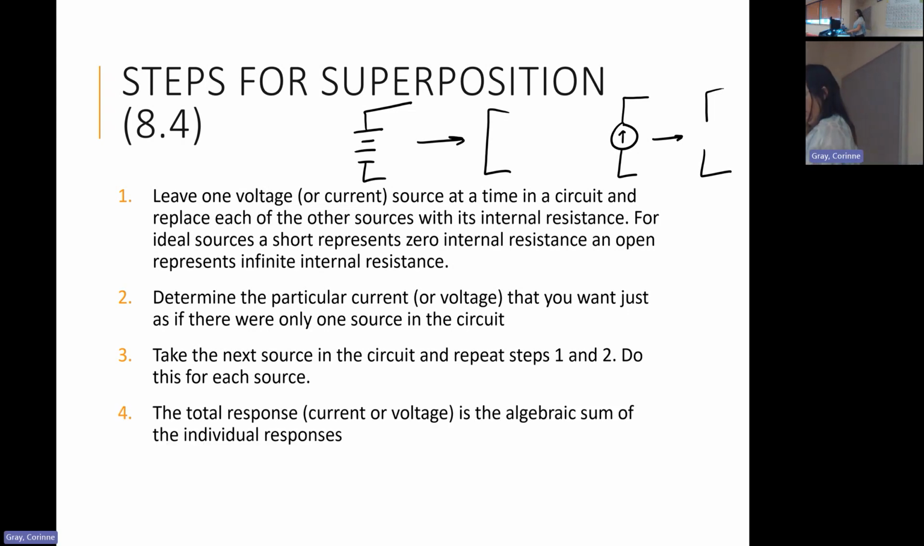Once you have them all, you just add the values together for whatever it is you're looking for. So in this class, we'll look at current or voltage. So either add all the current values together or add all the voltage values together. So this is superposition as a whole.